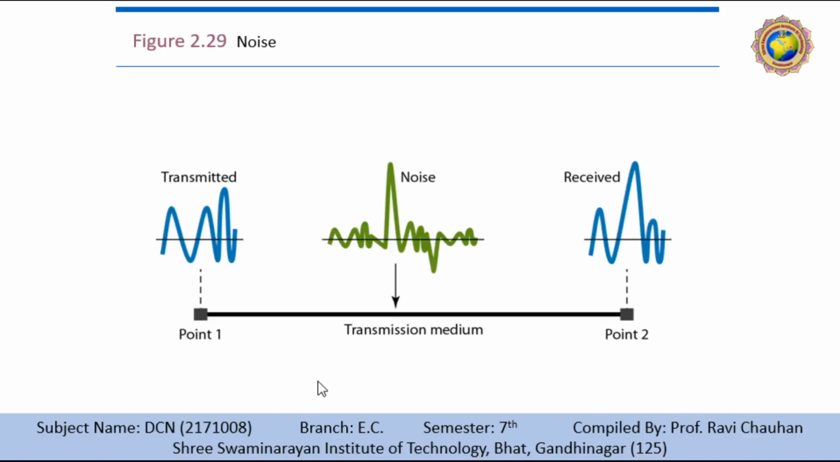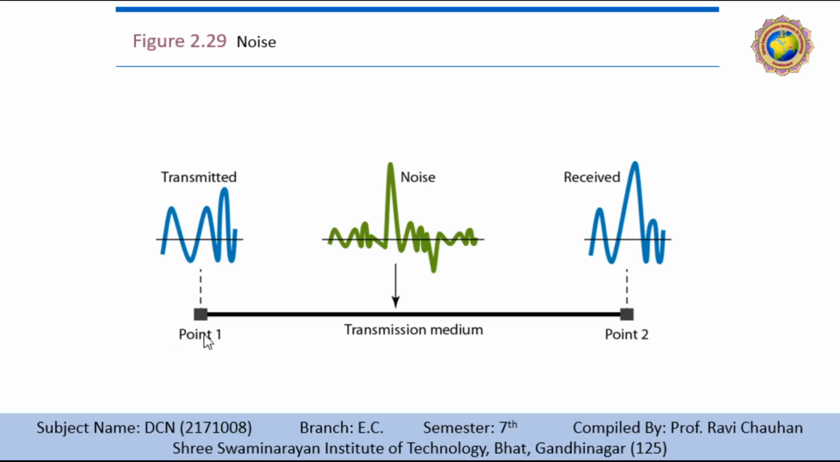Noise. Noise is another cause of impairment. Several types of noise, such as thermal noise, induced noise, crosstalk, and impulse noise, may corrupt the signal. Thermal noise is the random motion of electrons in the wire, which creates an extra signal not originally sent by the transmitter. Induced noise comes from sources such as motors or appliances. These devices act as a sending antenna and the transmitting medium acts as a receiving antenna.